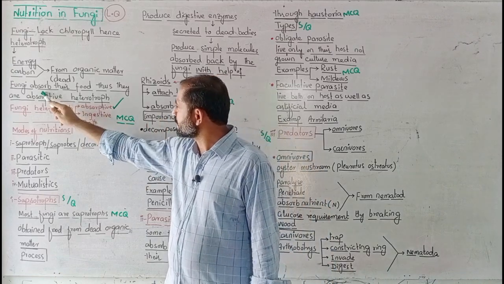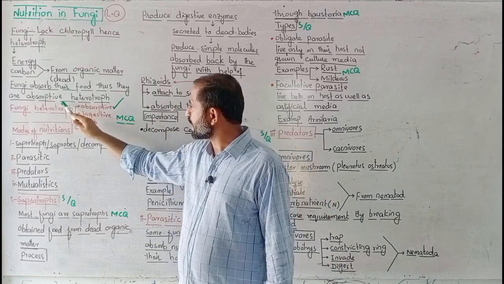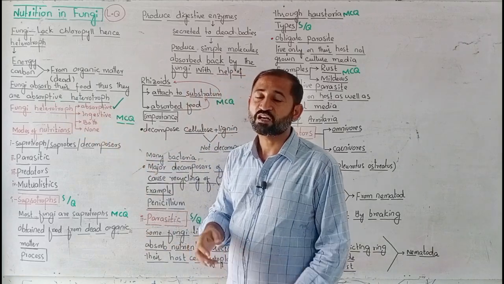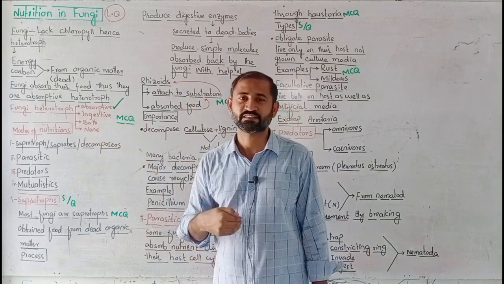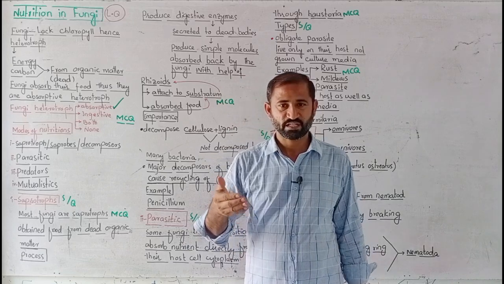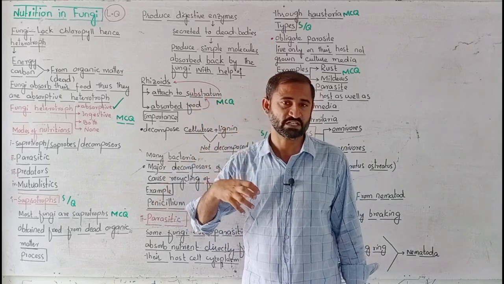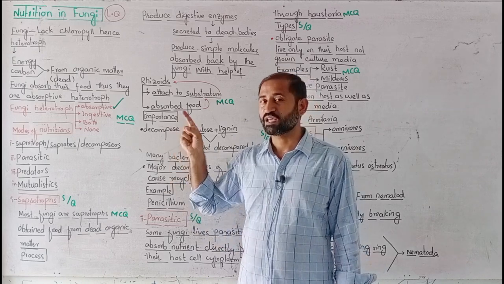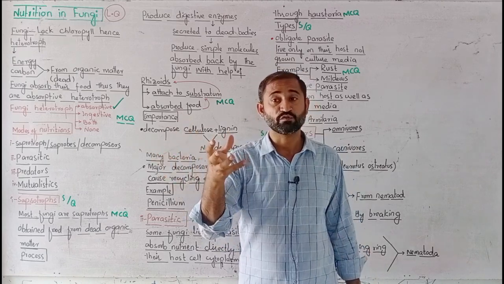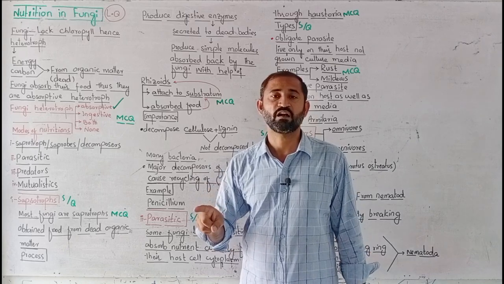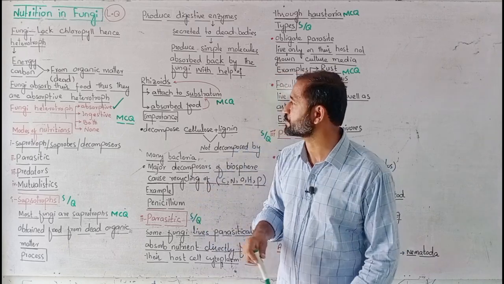Next, fungi absorb their food, thus they are absorptive heterotrophs. They do not ingest food like us. For example, mammals and animals ingest their food into their digestive system, but fungi absorb food from their host. That's why fungi are called absorptive heterotrophs.